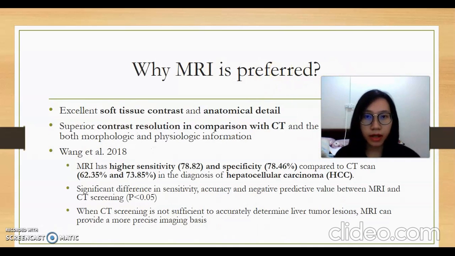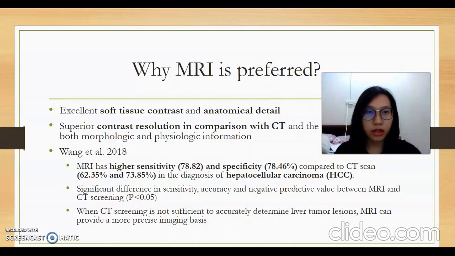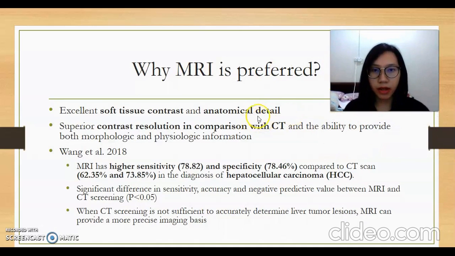So why is MRI preferred in this case? It is because MRI is excellent in soft tissue contrast and anatomical detail. And when we compare to CT, MRI also has superior contrast resolution, and it has the ability to provide both morphologic and physiologic information.